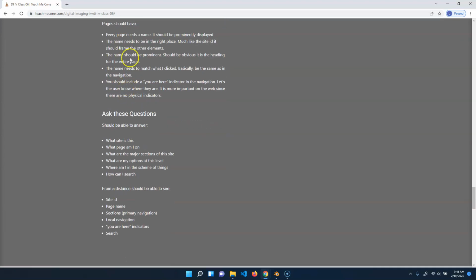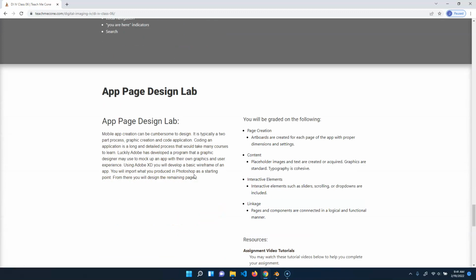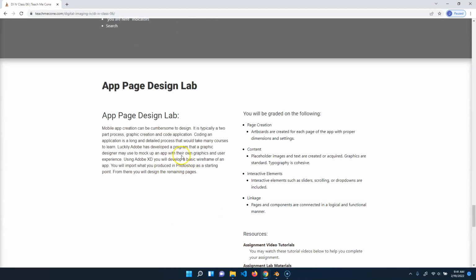I don't feel like me talking about this is going to be super helpful for you. But okay, the lab today is going to be to do an app page design. Last week, what you did is you created in Photoshop a mock layout of what your app was going to look like.